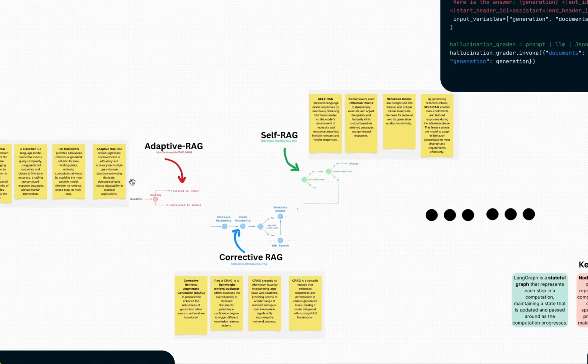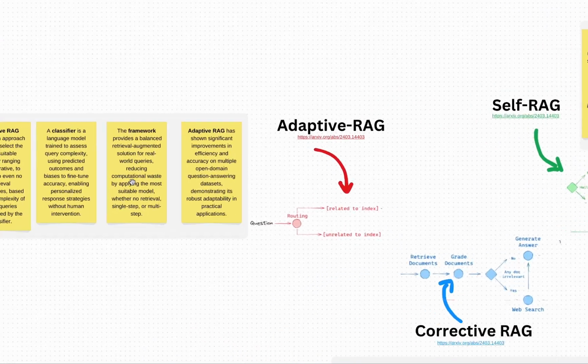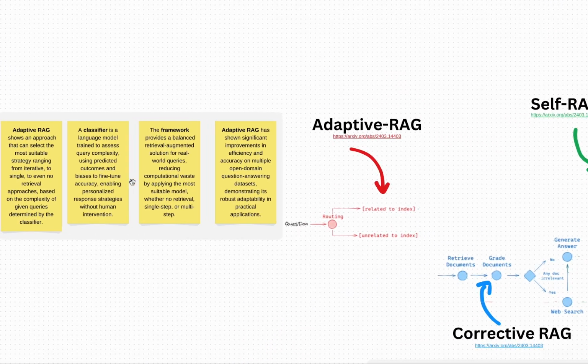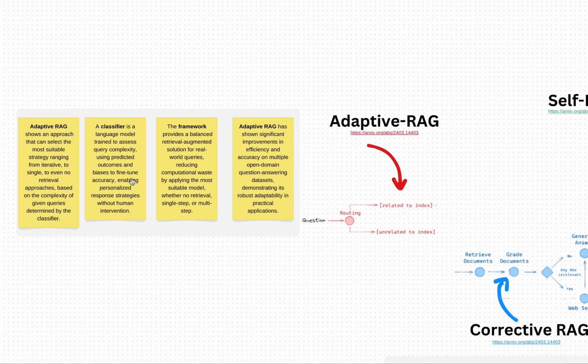So let me start with adaptive RAG, the first idea of our RAG, which is actually like a routing system. It checks if it's related to the index or if it is not. And based on the decision, it will direct us to either retrieval, which is the main idea of RAG, or to other tools like search web, for example, to get the answer.